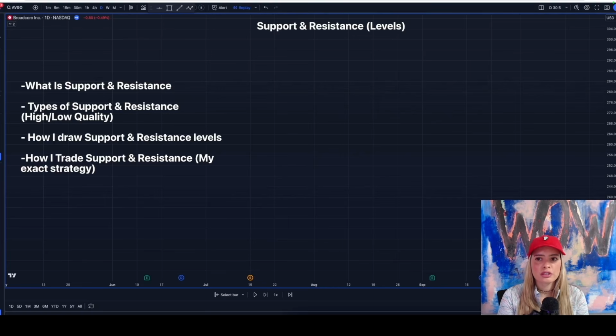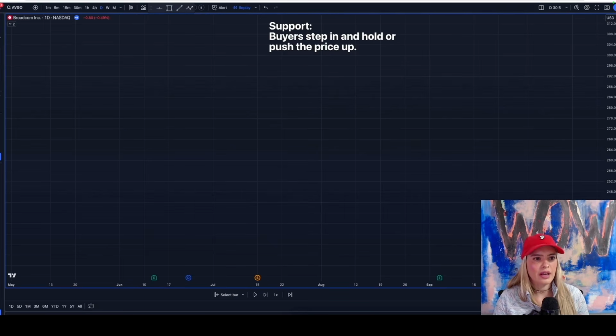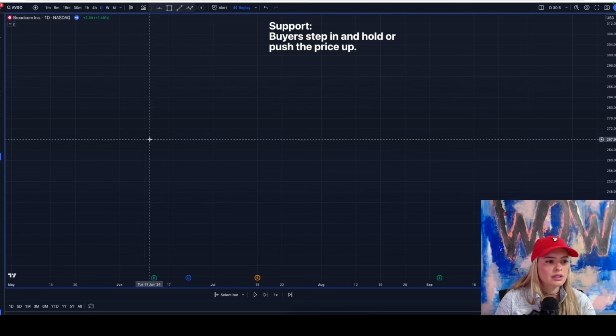What is support and resistance? They are major levels of a structure that are likely to make the market react in a certain direction, up or down. Now, what is support? Support are levels where the buyers step in and hold or push the price to the upside. So it will be something like this.